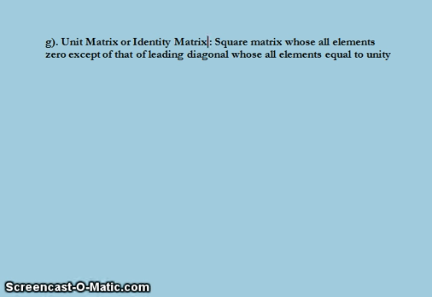Next type of matrix to be discussed is a unit matrix, which is also known as an identity matrix. An identity matrix is a square matrix whose all elements are 0 except for that of the leading diagonal whose all elements are equal to 1 or unity. For example, in the given matrix, we have the diagonal elements as 1 and all other elements equal to 0. Thus, this represents an identity or a unit matrix.